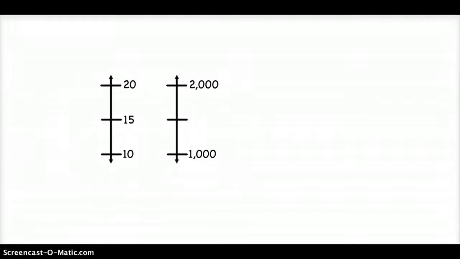On this vertical number line, I have two endpoints marked 1,000 and 2,000. If I break apart 2,000 into 20 hundreds and break apart 1,000 into 10 hundreds, think about my pattern: 10 and 10, 20 and 20. Halfway between 10 hundreds and 20 hundreds would be 15 hundreds. We write the number in standard form, 1,500.